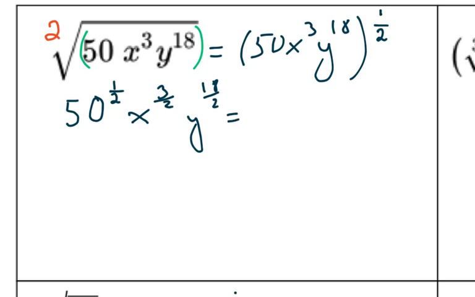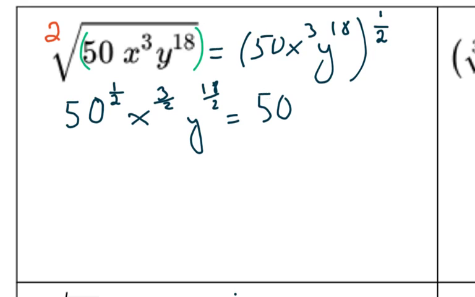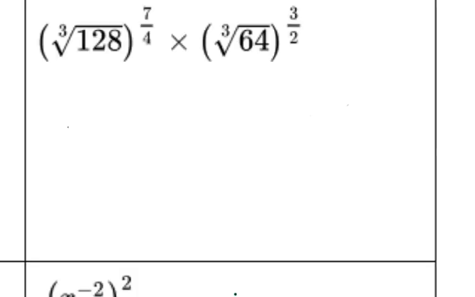So what I have is 50 with exponent 1 over 2, x with 3 over 2, and y, I can divide 18 by 2, which is 9. In our next example, we have a mix of radicals and fraction exponents.